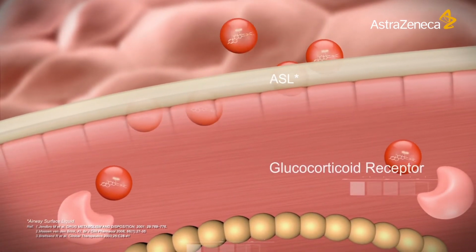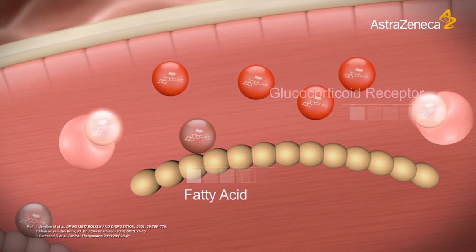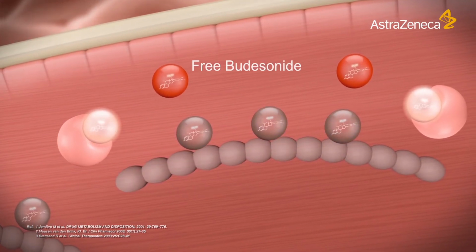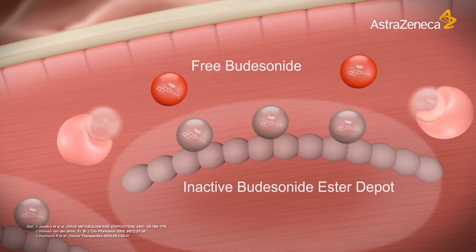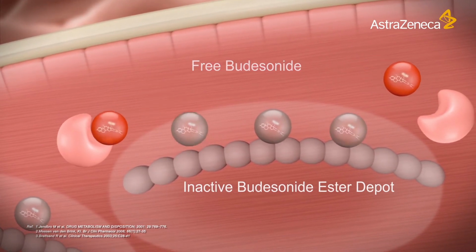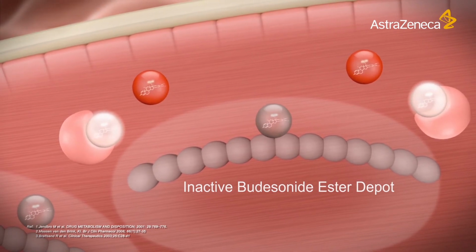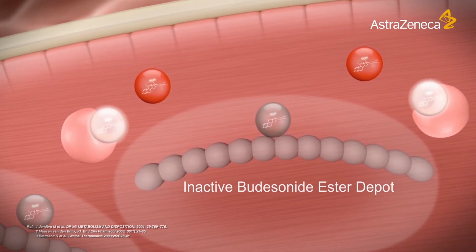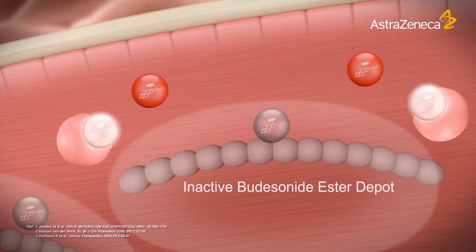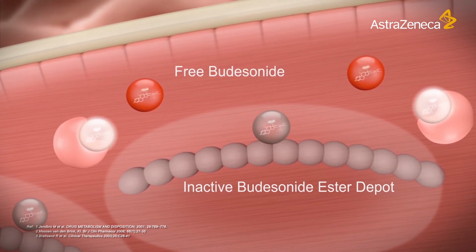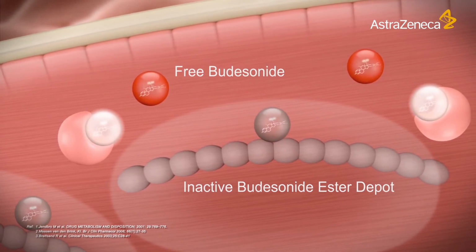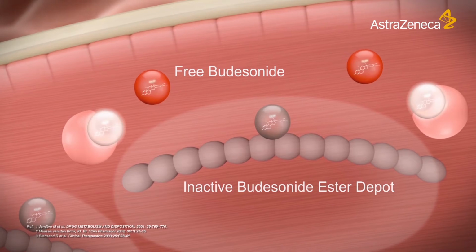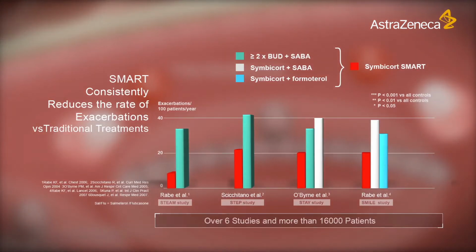A unique property of budesonide is its ability to form reversible bonds with fatty acids in the airway cells through a process called esterification. As the concentration of budesonide decreases, the esters are hydrolyzed back to their active state, binding again to the glucocorticoid receptors to reduce inflammation. The budesonide esters can be retained for up to 43 hours in the epithelial cells, thus prolonging its anti-inflammatory action in the lungs, leading to better efficacy outcomes.